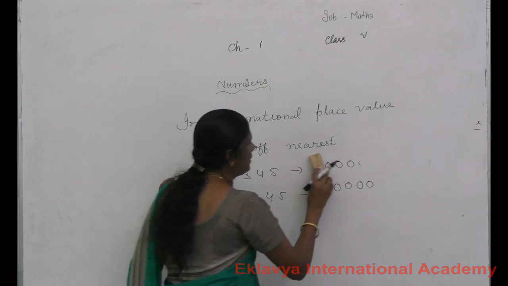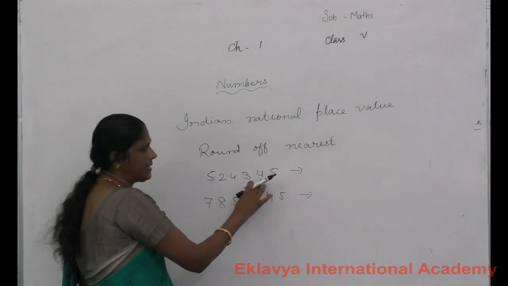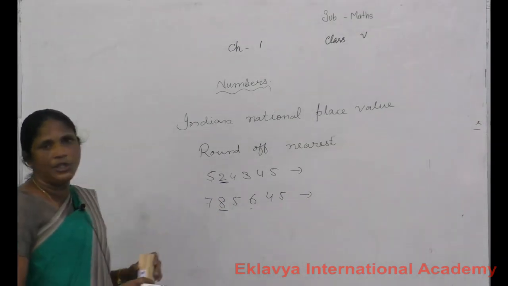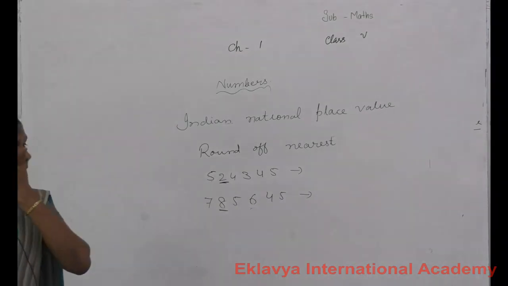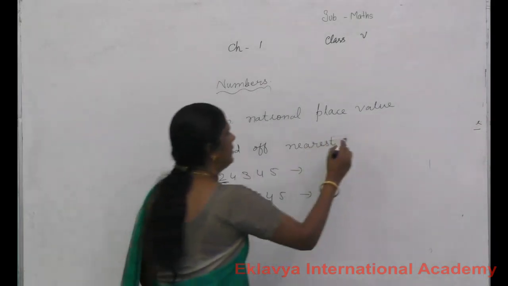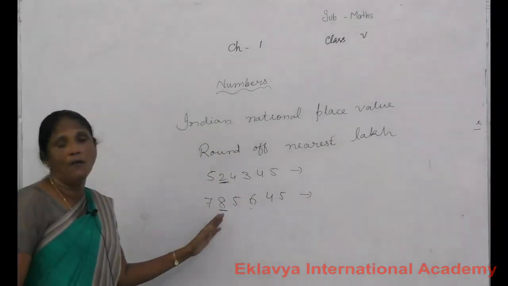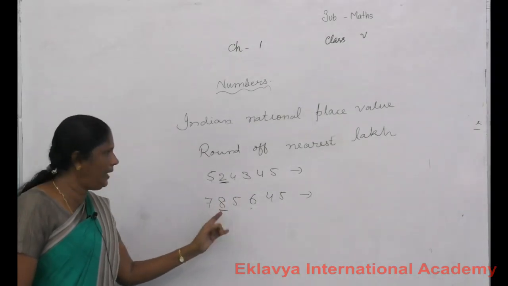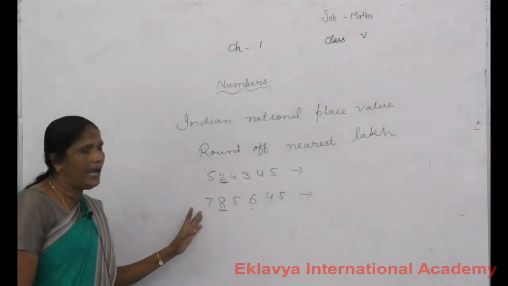You see the 10,000 place. Ones, tens, 100, 1000, 10,000. 0, 1, 2, 3, 4 come in the 10,000 place, there is no change in the lakh place. 5, 6, 7, 8, 9 come in the 10,000 place, 1 is added in the lakh place.